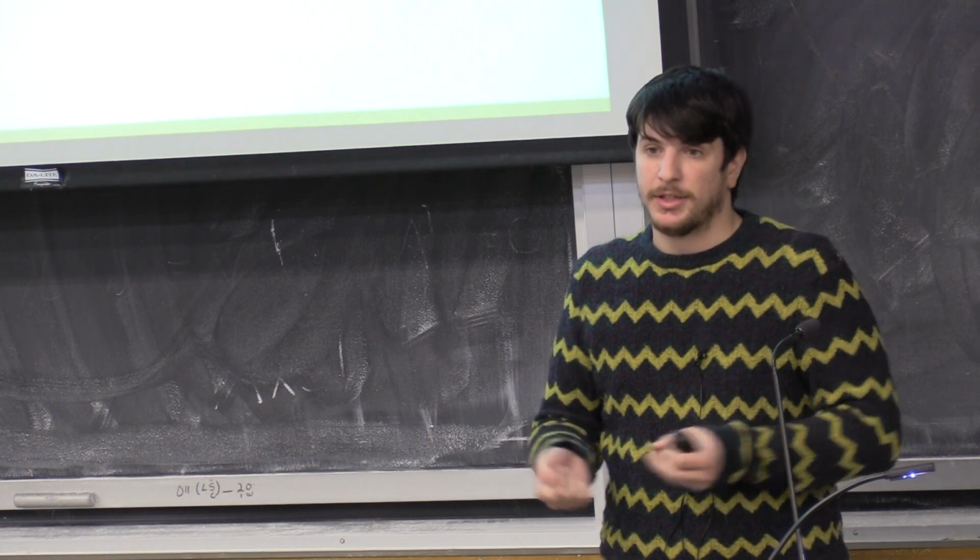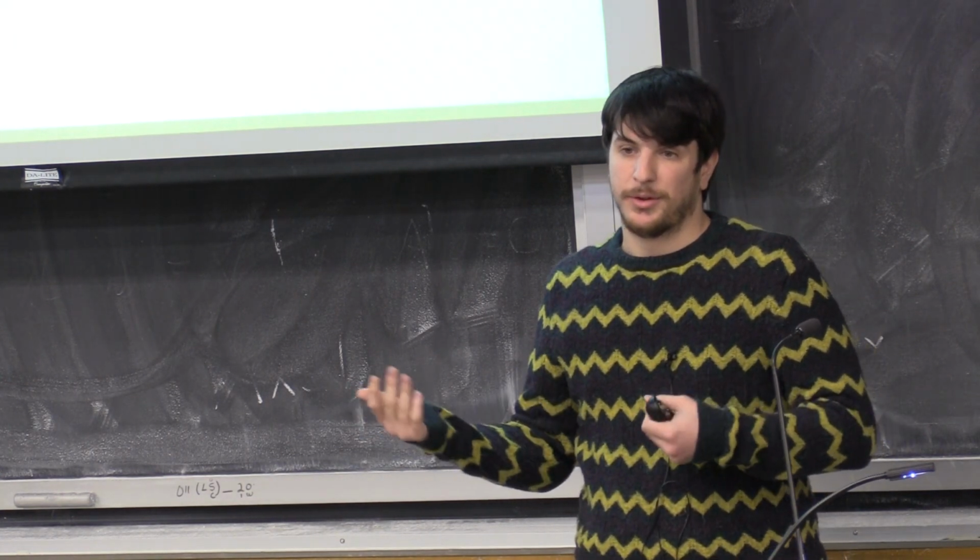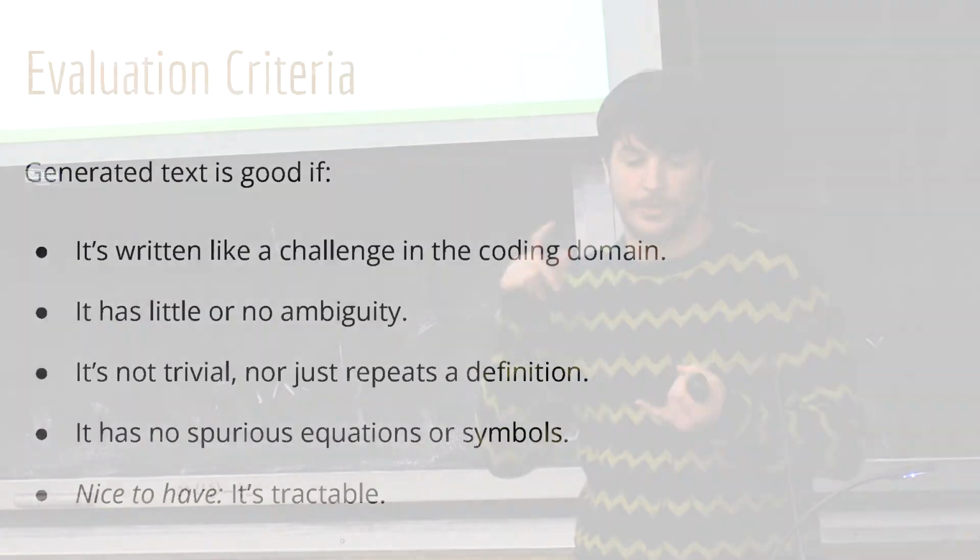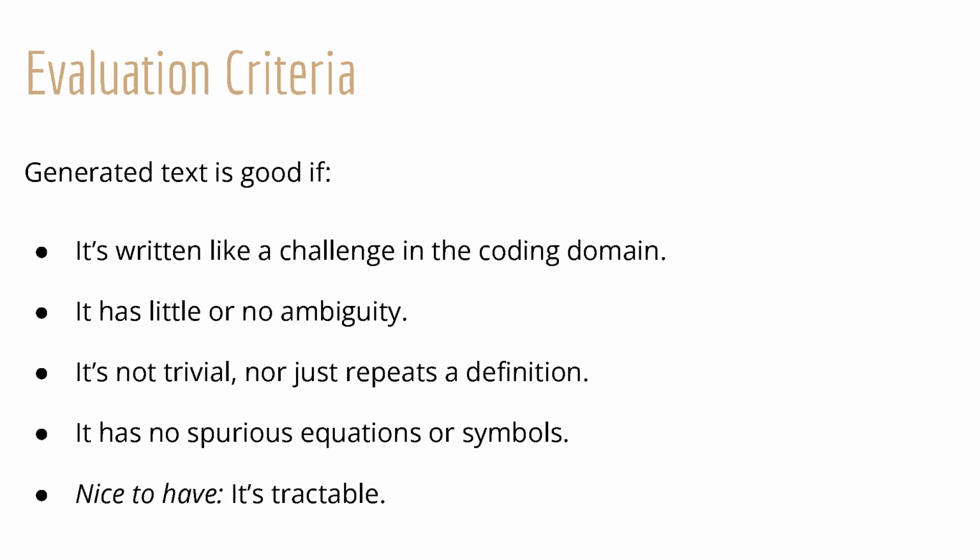We came up with a set of criteria for evaluating whether we succeed or not. First, it should be written like a coding challenge. Second, it should have little or no ambiguity. It shouldn't be trivial or just the repetition of a definition. It shouldn't have any strange, nonsensical symbols. And ideally, it should be tractable, it should be solvable, but that is very hard to guarantee at scale.